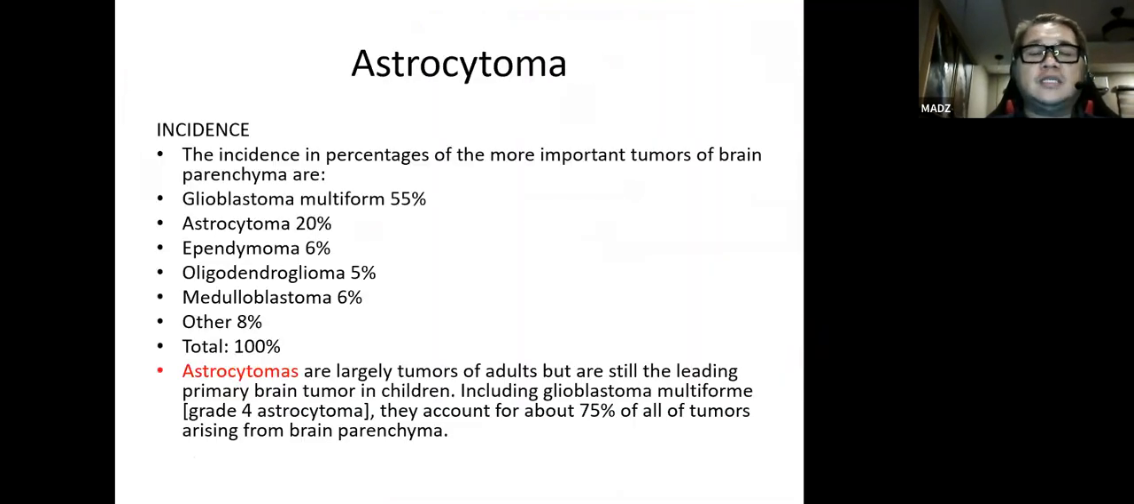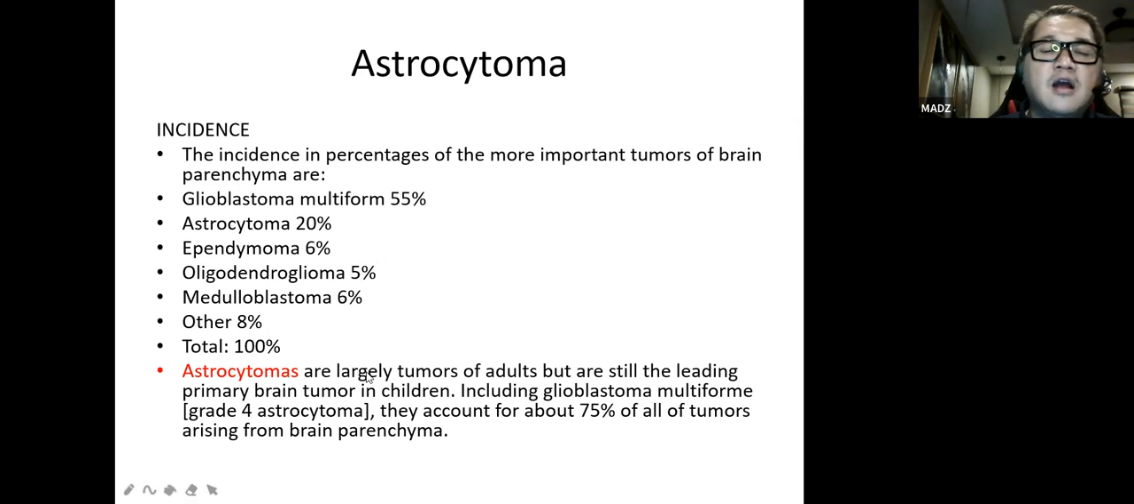So, common tumors. The incidence in percentage of the more important tumors of the brain parenchyma are: number one, the most common is glioblastoma multiforme, and then astrocytoma, which accounts for 20%, ependymoma, 6%, oligodendroglioma, which is 5%, and medulloblastoma, which is 6%, and the others, total of 100%.